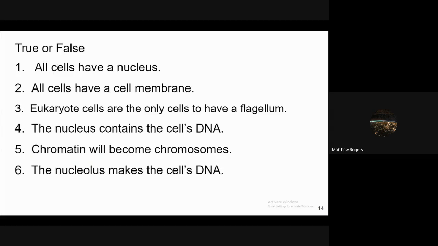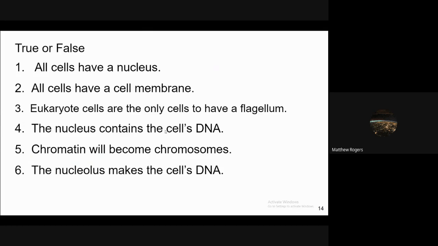So here we go. All cells have a nucleus. That is false. Prokaryotes do not. All cells have a cell membrane. That is true. Every single cell has a cell membrane. Eukaryotic cells are the only cells that have a flagellum. That is false. Prokaryotic cells can have a flagellum as well. That is the little whip-like tail at the end that allows a protist to move forward. We also have them on some eukaryotic cells.